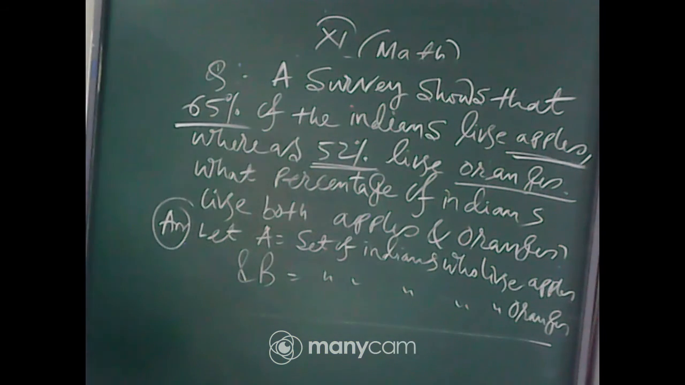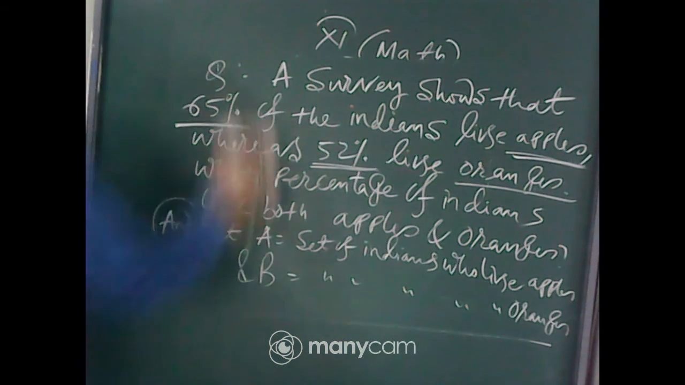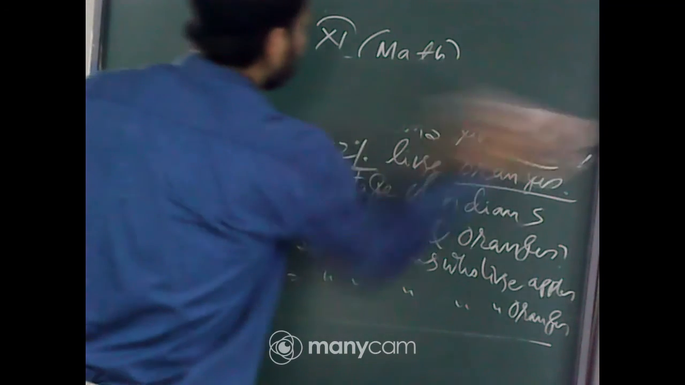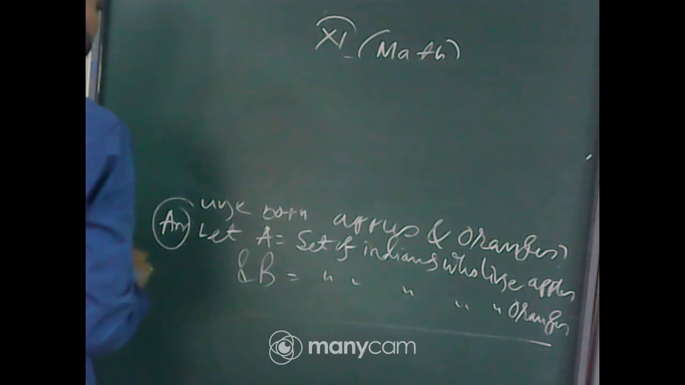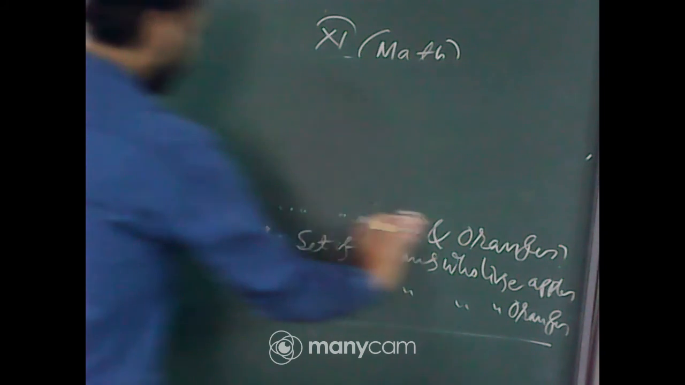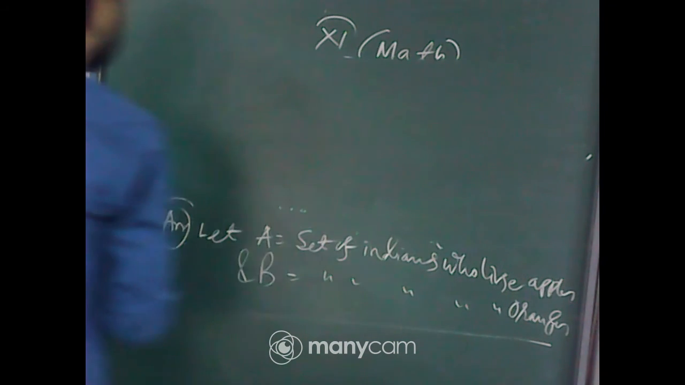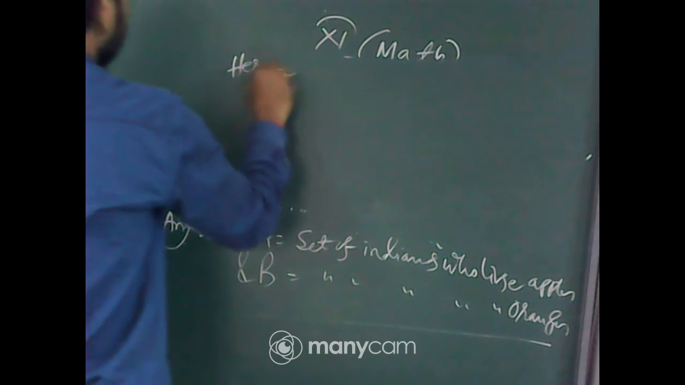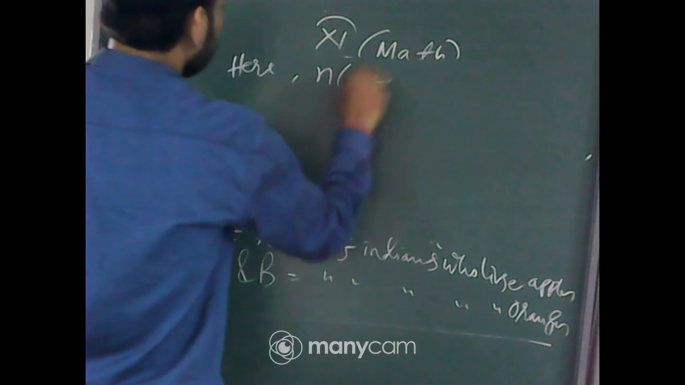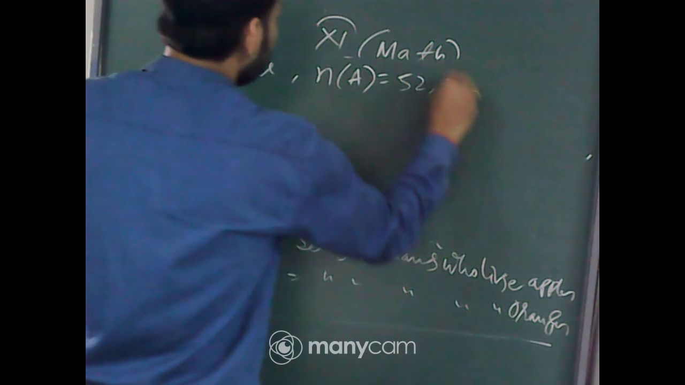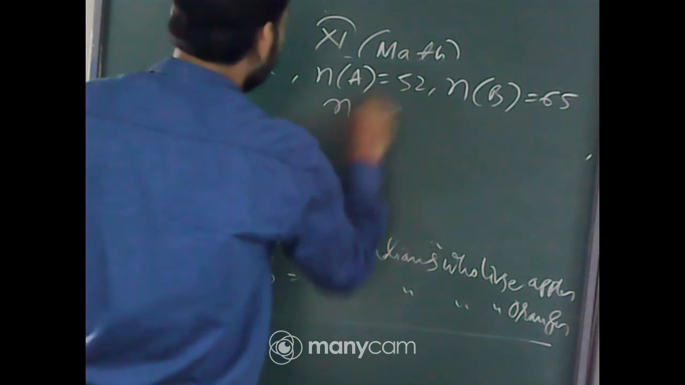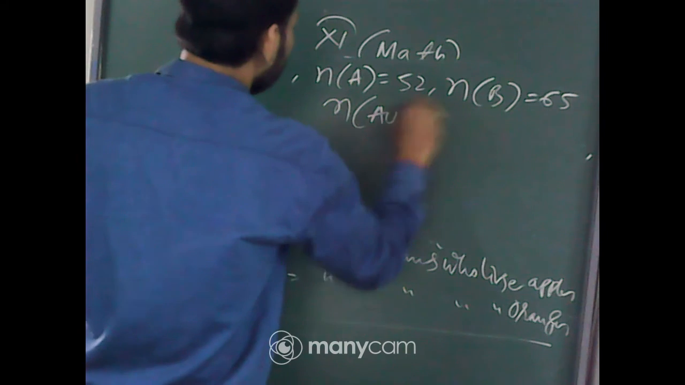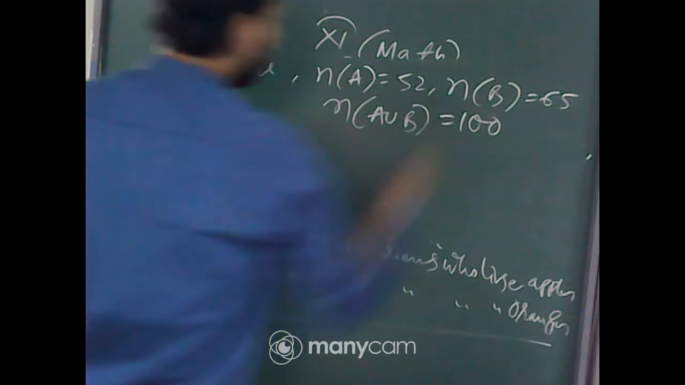Okay. Now I am erasing the board. So here n of A is 52, n of B is 65, and n of A union B is 100. Okay.